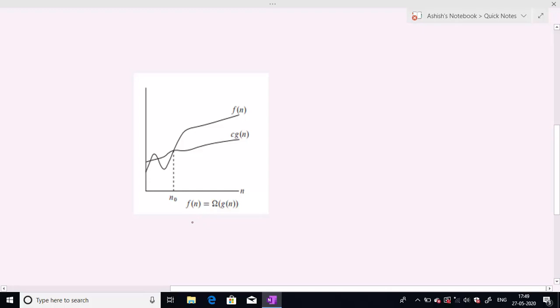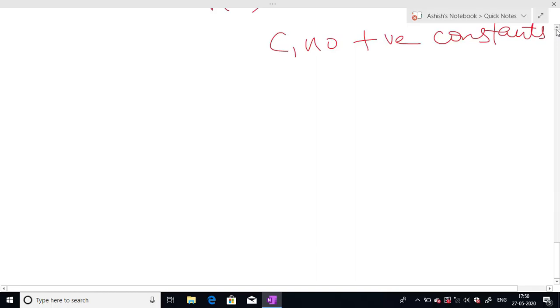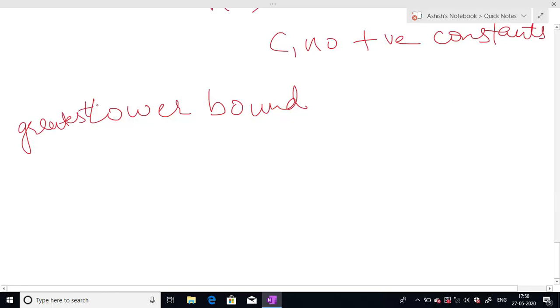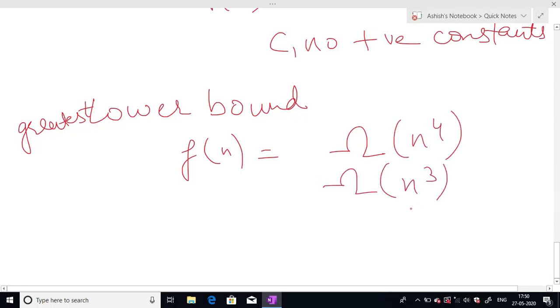This figure shows that our function f(n) is big omega of g(n), because for all n greater than or equal to n naught, our function f(n) is greater than or equal to c times g(n). So we can say that function f(n) is big omega of g(n). Again, big omega can be used to denote all lower bounds of the algorithm, but we prefer the greatest lower bound. For example, if our function f(n) is big omega of n raised to power 4, then it will be big omega of n cube and big omega of n raised to power 2. But we will take the greatest lower bound.